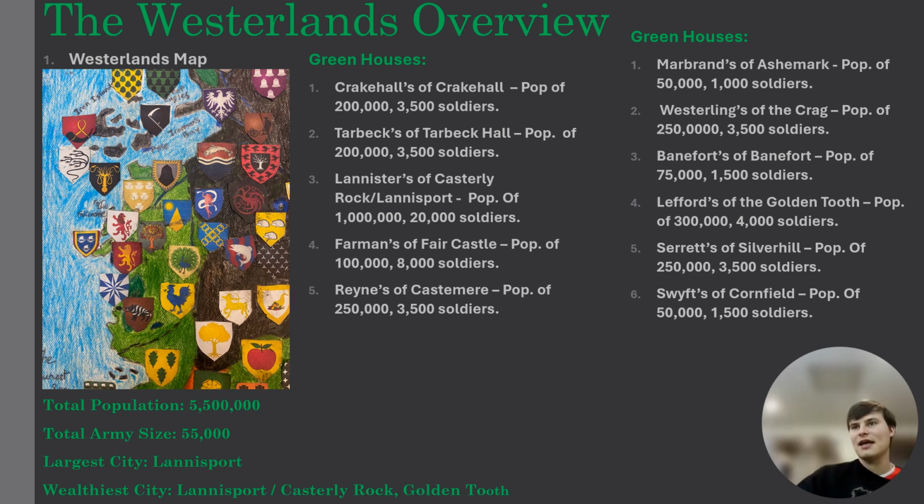We got the Tarbecks. The Tarbecks are the one right above the Crakehalls. So the Crakehalls have the pig and the brown sigil. The Tarbecks have the blue and white star sigil right above them and right below the Lannister sigil. In either season 2 or season 3, you will see Adrian Tarbeck lead a Lannister host in the Dance of Dragons. So Adrian Tarbeck will be probably in the show.